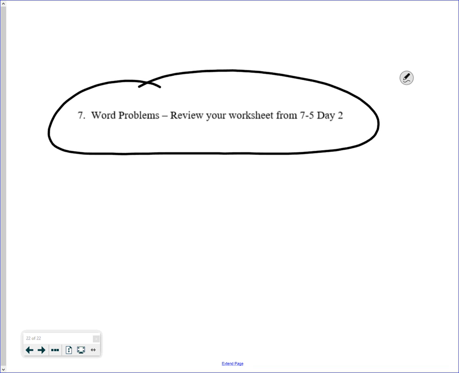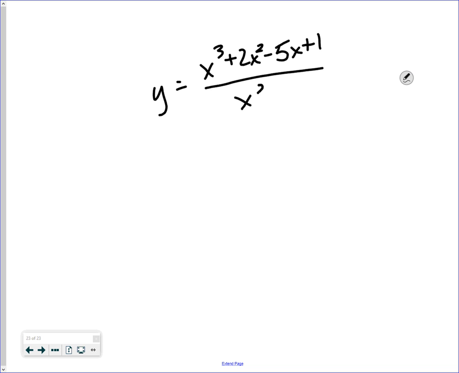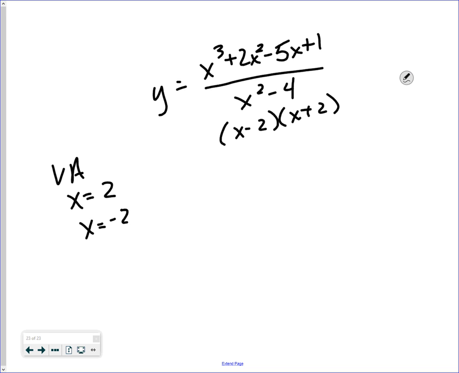There was one problem that did not make it on here, so please make sure to talk to your teacher about that one. It's got 2 asymptotes. I can quickly kind of talk through it just a little bit. I'm going to write it out here. X cubed plus 2x squared minus 5x plus 1, I believe it is, over x squared minus 4. The bottom factors to be x minus 2 and x plus 2. So that gives us 2 vertical asymptotes at x equaling 2, x equaling negative 2.